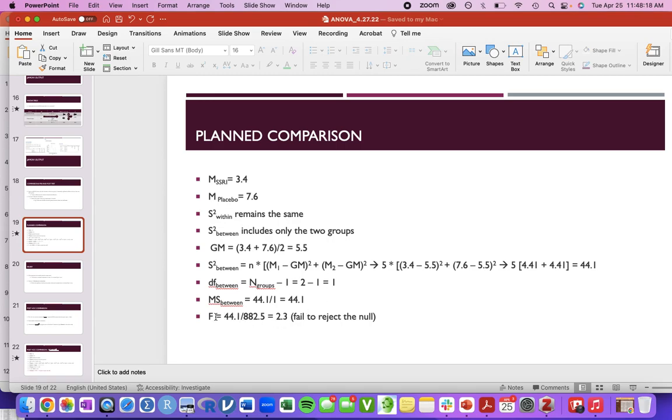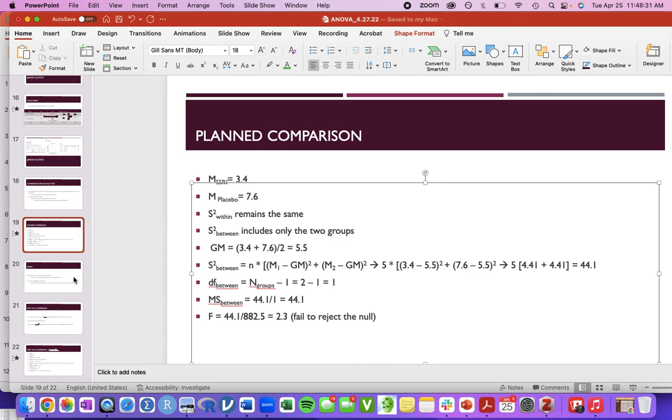So here, when we find our F ratio, we find 2.3. We're going to compare that to our critical value still, which is 6.93. And because this is not more extreme, we fail to reject the null.